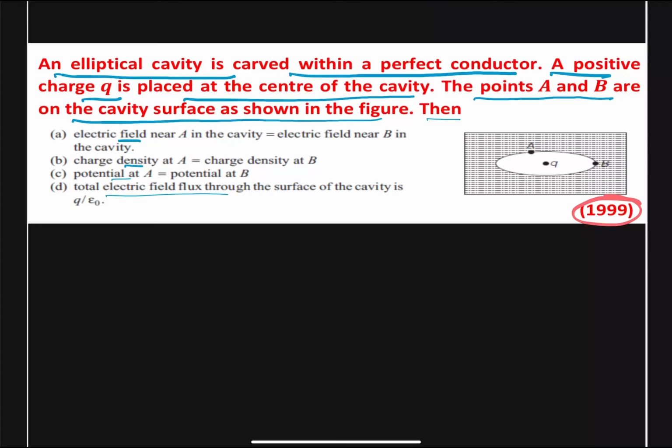So a basic figure is given to us, and we have to keep in mind that the shape of the cavity is elliptical. It means the distances of A and B from the center, that is charge Q, will be different because of the elliptical shape. So this is our ellipse and charge Q is here, and point A is given somewhere here and point B is given somewhere here. So the distances of A and B from the charge are entirely different.